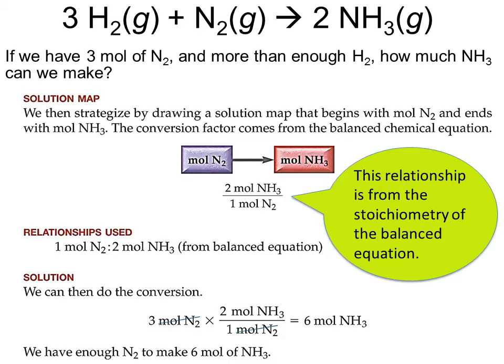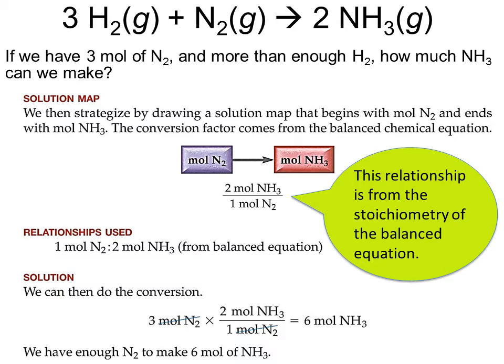Suppose we have 3 moles of nitrogen and more than enough hydrogen. It's important to say that you're not going to run out of hydrogen. How much ammonia can we make? Well, this is a simple conversion. We simply consider the moles of nitrogen given. We look at the equation and we see that there are 2 moles of ammonia to 1 mole of nitrogen. This relationship is given from the balanced equation, the stoichiometry.